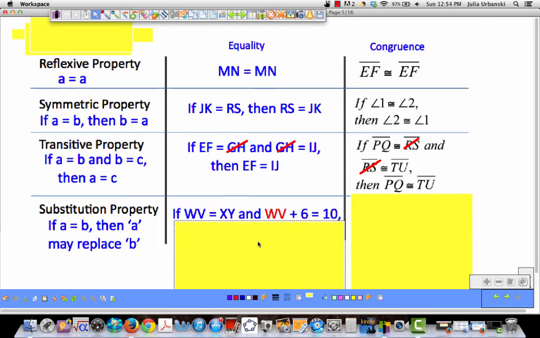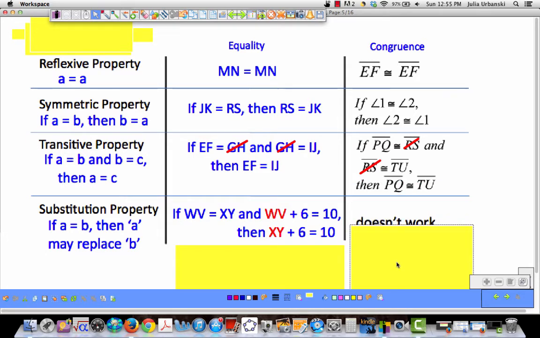So for instance, if you know that WV equals XY, and you know that WV plus 6 equals 10, that's given to you, you could take out the WV and replace it with what? XY. Since WV and XY are equal to each other, they are interchangeable. WV can be replaced with XY, XY can be replaced with WV at any time. And you've done that in algebra, a lot of it. But over here for the congruent sign, it doesn't work. You're only allowed to do substitution with an equal sign, not with congruent signs. With these other three, you can do it with congruence. Okay, pause if you need to copy these things down.